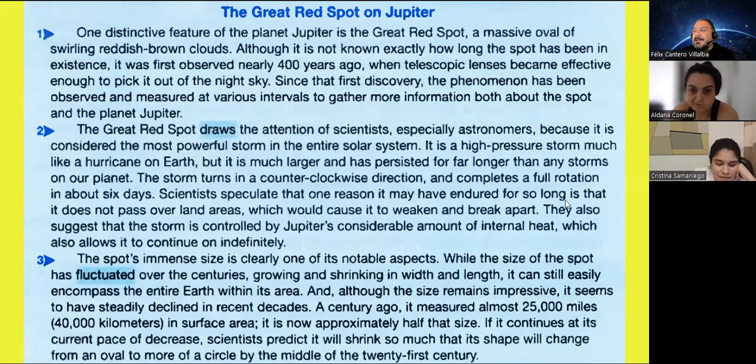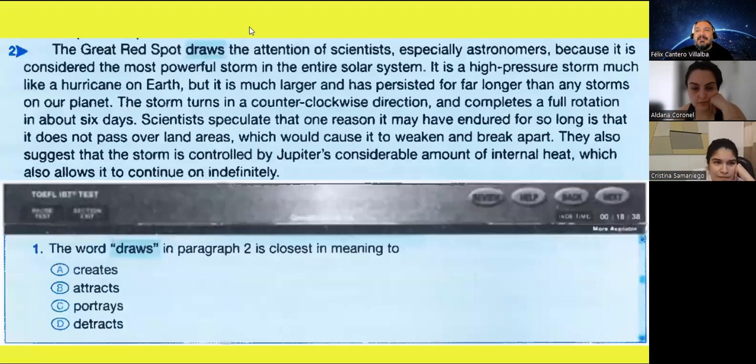So now this is an example of a vocabulary in context question. You have again here paragraph 2, I will say, the word draws in paragraph 2 is closest in meaning to. In the actual exam, you will have these things in parallel. So the question will be here and the text will be here for you to scroll down or up. So this is just for logistics in the PowerPoint presentation. So which do you think it is?